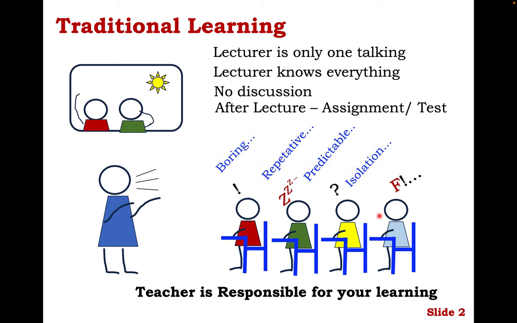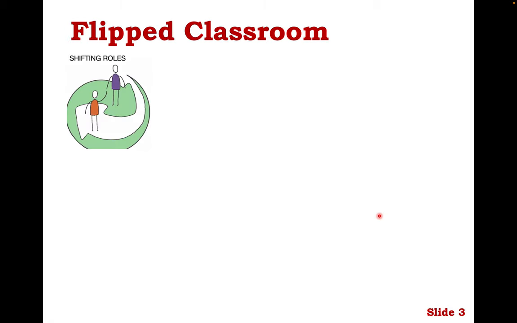So, boring, repetitive, predictable. One student is isolated. You cannot cope with anything. The last student has given up. So, we're going to stop this method of teaching, where the teacher is in control of everything. We are going to flip everything the other way around. We're going to shift roles from the teacher to the students. And some of the roles are going to come from the students to the teachers. It's going to be a flipped classroom.